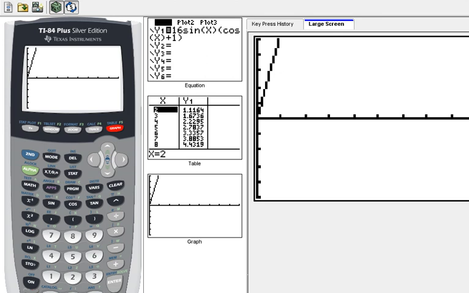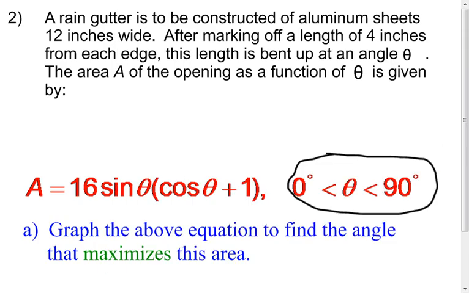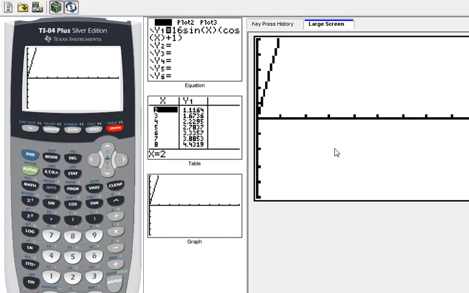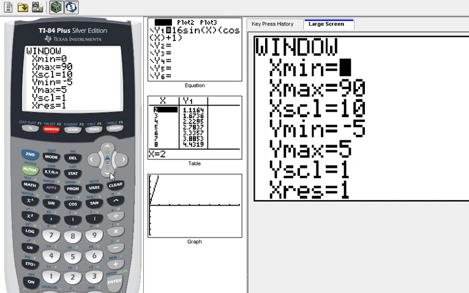But the question on this particular problem is, what is the angle that maximizes, notice that's in green, this area? When it's asking you what angle maximizes it, you want to find the maximum on the graph. The problem is I can't see the maximum on my graph right now. So I need to go to my window and change how high my graph goes, which means I'm changing my y max. I don't know what to change it to. I am totally guessing. I'm going to start with 50. And if I'm going on my y scale from -5 up to 50, I probably want to go up by 5. So let's try that.